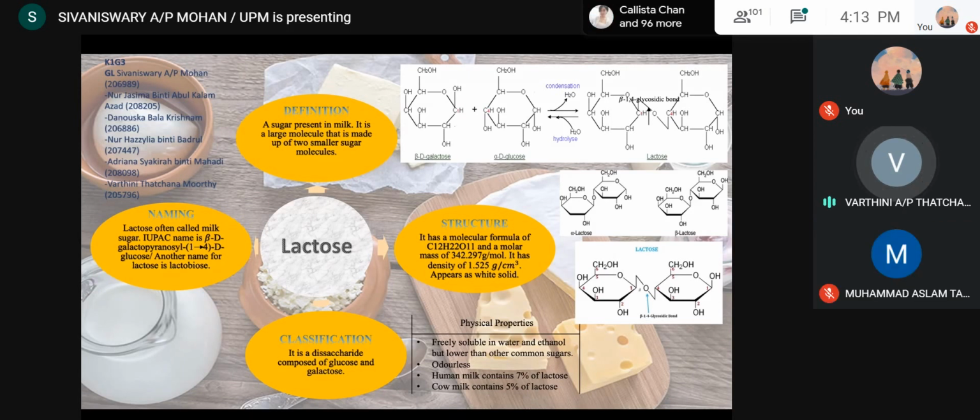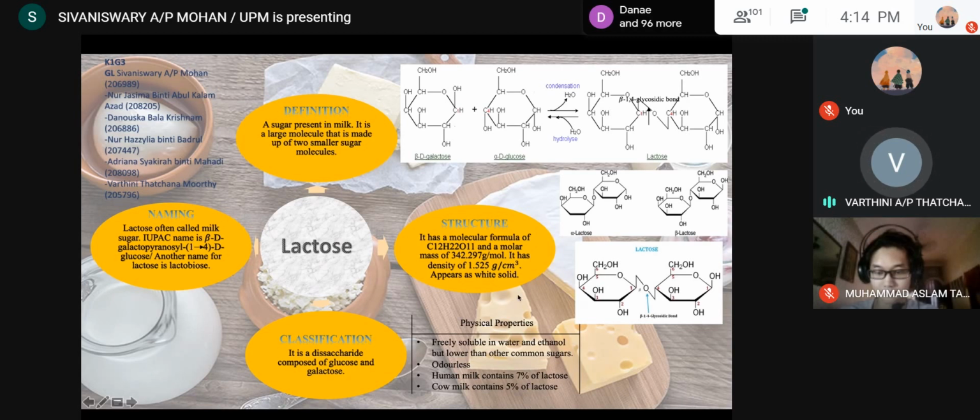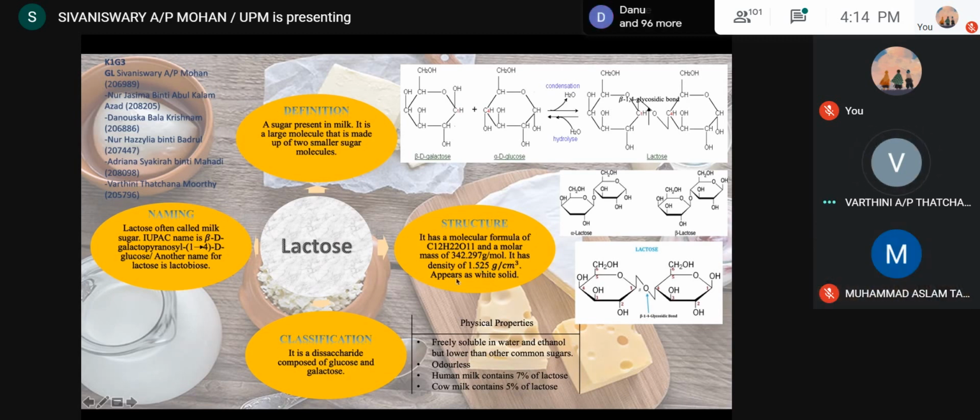Okay, hi everyone. So lactose has a molecular formula of C12H22O11, and also with a molar mass of 342. It has a density of 1.525 gram per cm cube, and also it appears as a white solid at room temperature.